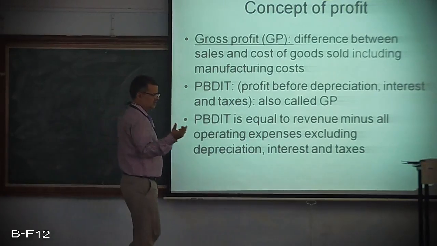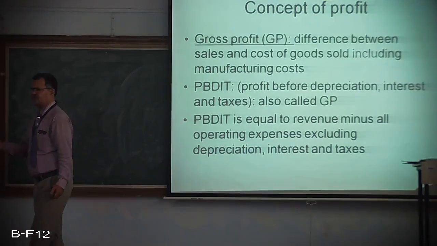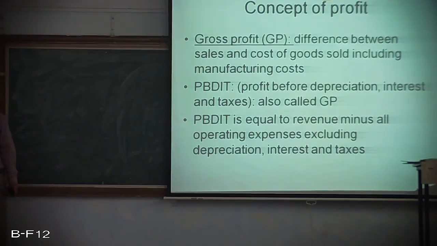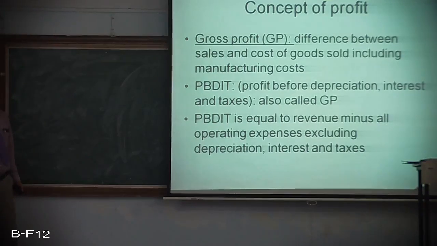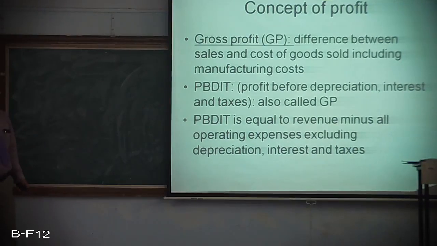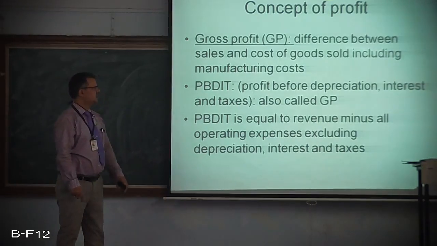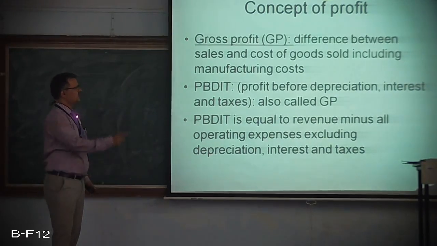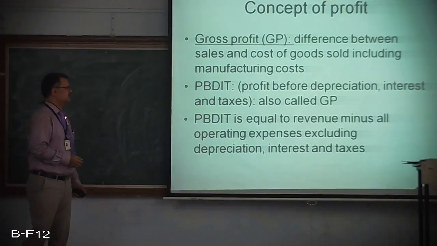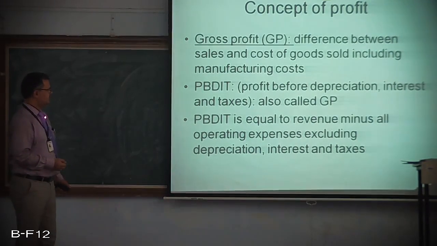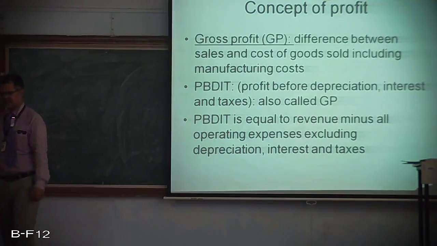This is the depreciation for the machineries. At the end of the economic life of the machinery, it has to be replaced, because you can't use the machine for so long. There are economic lives for each and every one. So PBDIT, profit before depreciation, interest and tax, is equal to revenue minus all operating expenses, including the depreciation, interest, and the taxes.